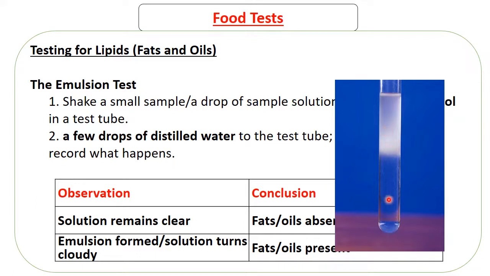So if your end results are like here, where you can see the back of the test tube, then you don't have fats or oils. But if you have this situation where you can't clearly see behind, then you have fats or oils.